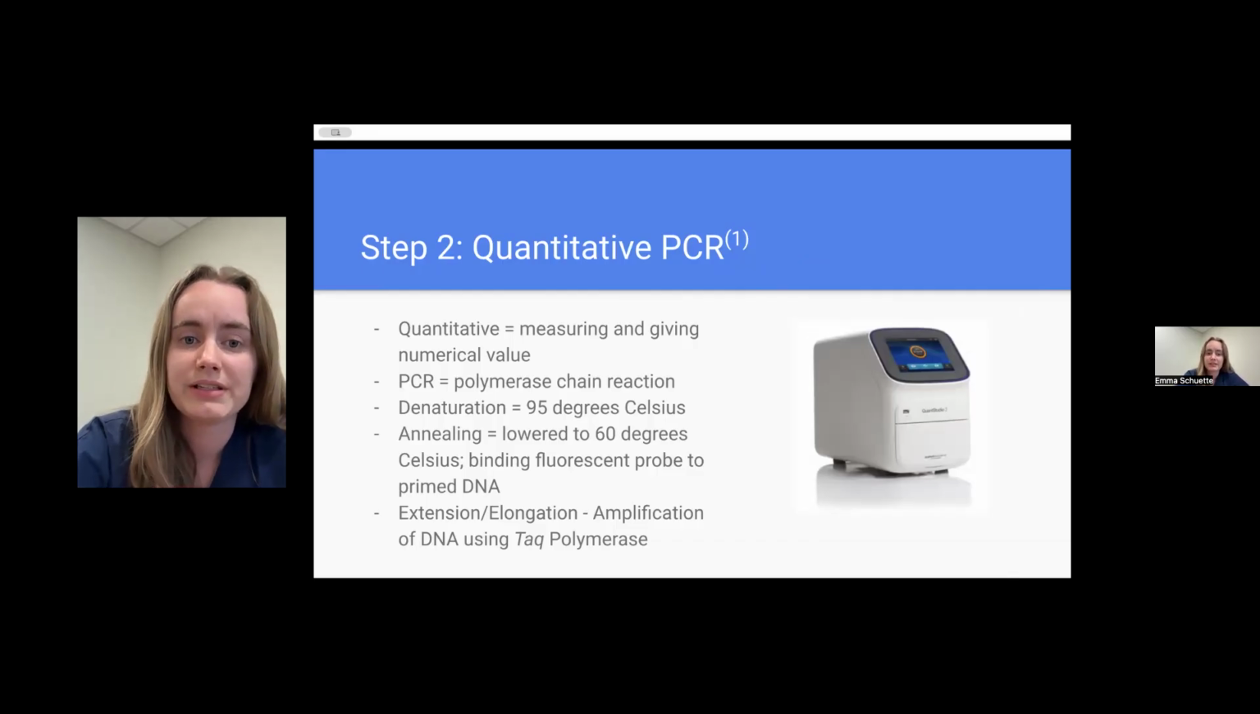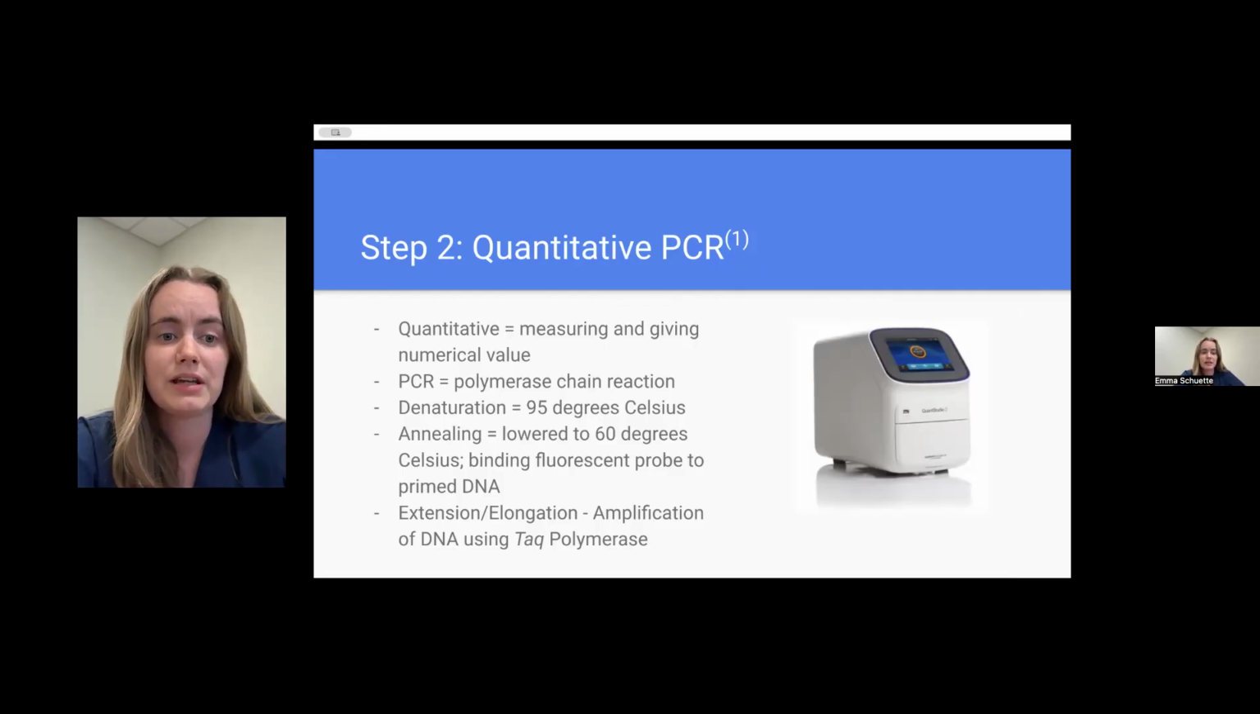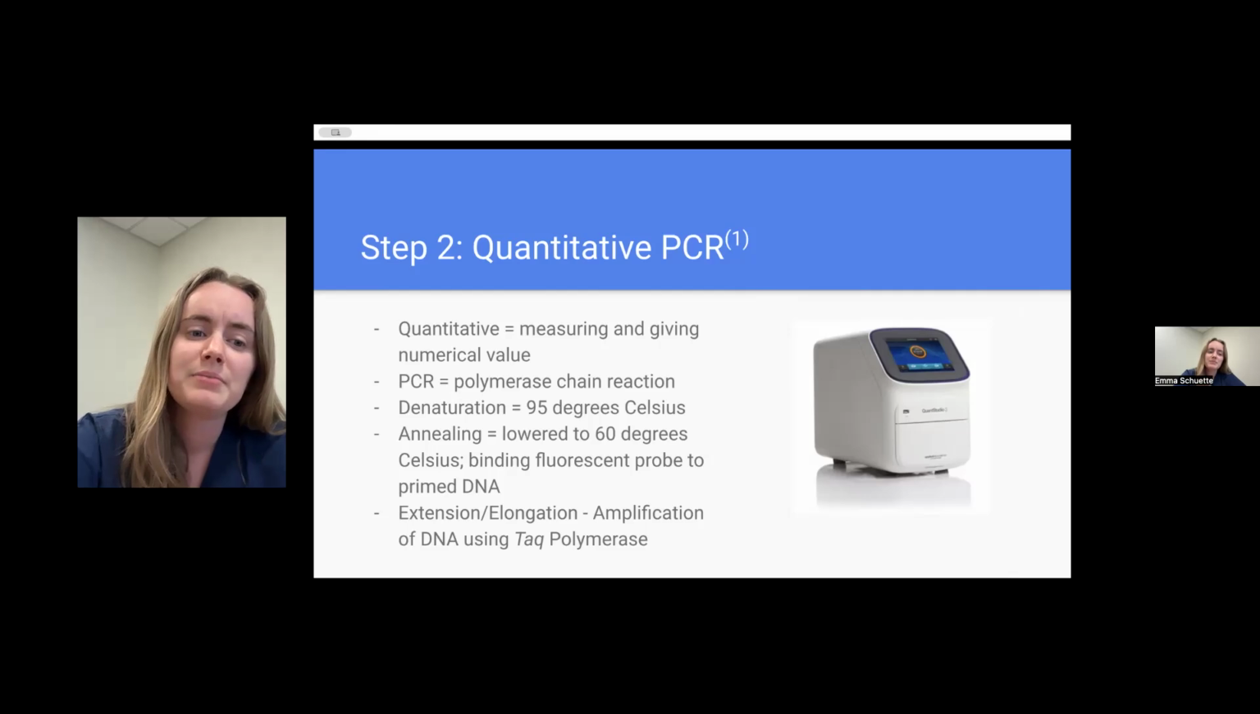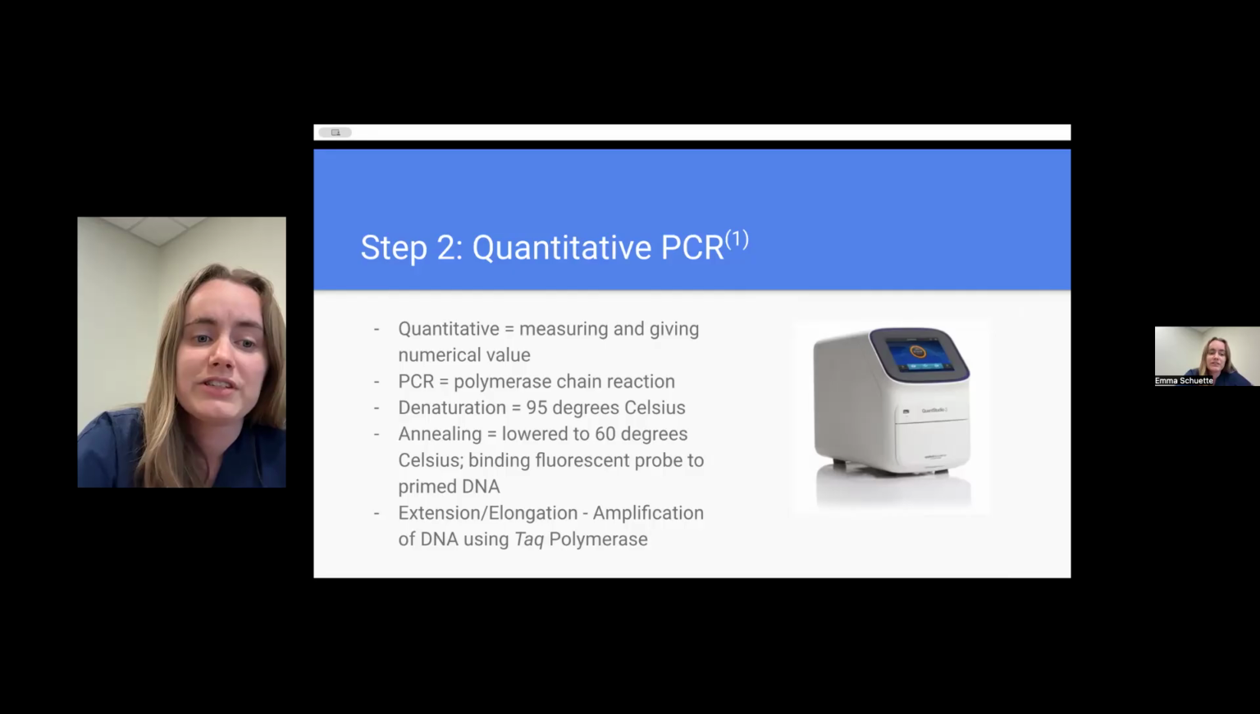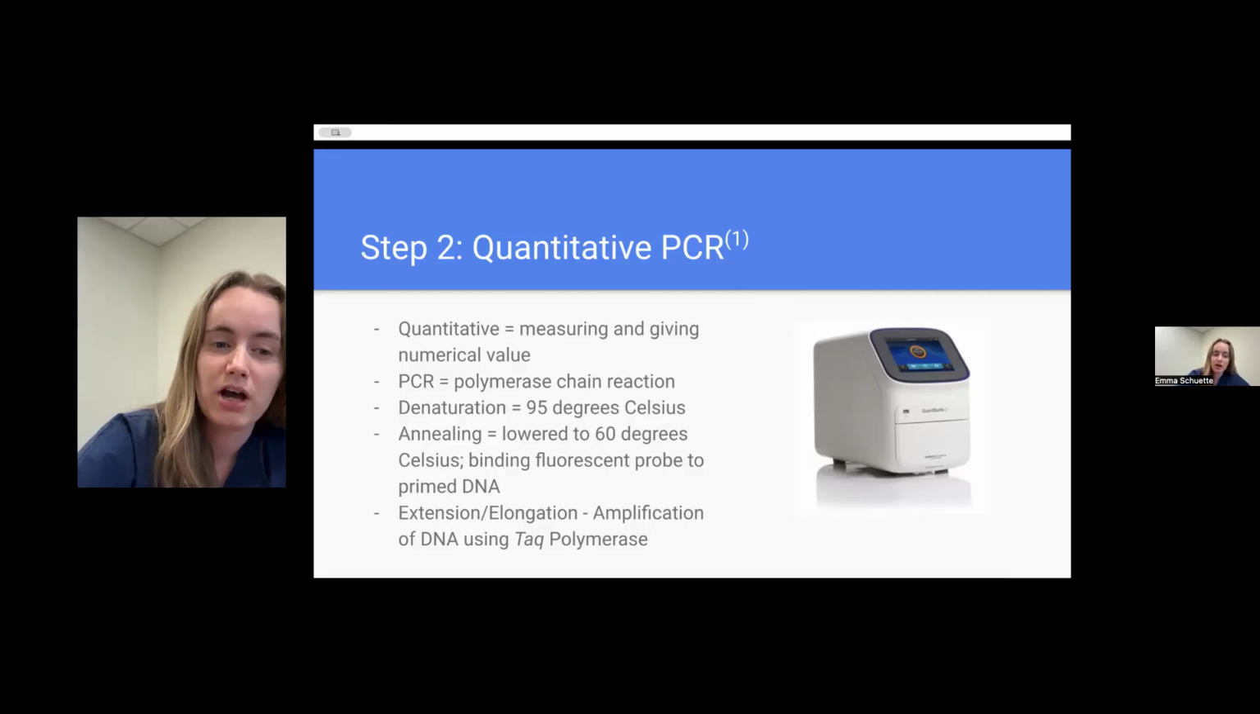The next step is the quantitative PCR. Quantitative refers to the fact that we are measuring it and giving a numerical value. We're measuring the amount of DNA once we amplify it. And then PCR actually stands for polymerase chain reaction. The very first step of PCR is to denature the sample, and that's the DNA sample. It's done at 95 degrees Celsius, which is a very hot temperature.